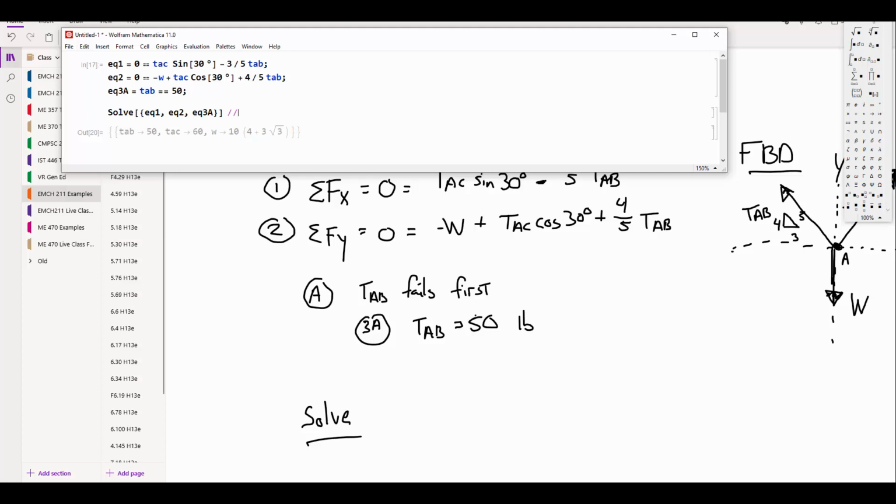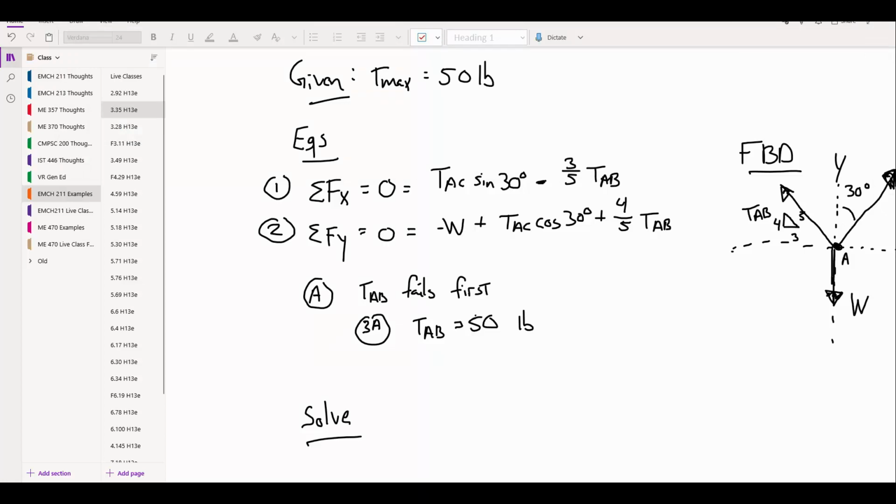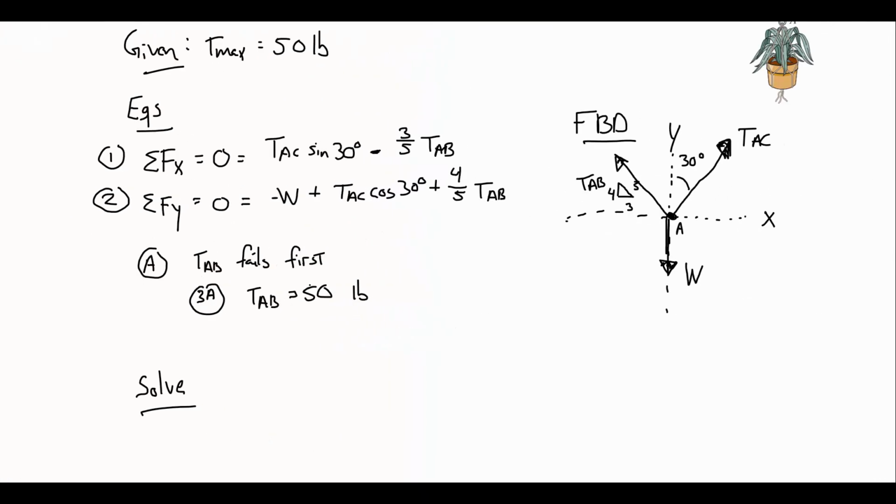I can put in the //n, which is one way to do it, and that's going to tell it to put everything into a decimal form. So if I solve this, TAB is 50, TAC is 60, and the weight that would cause this scenario is about 92 pounds. However, if I go back here, in scenario A, solving that has made TAC equal to 60 pounds.